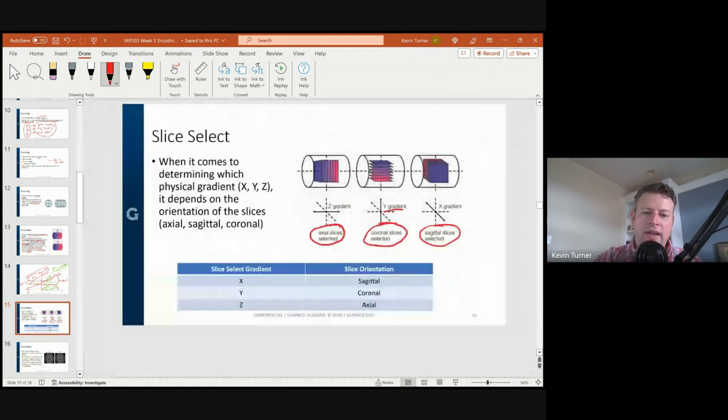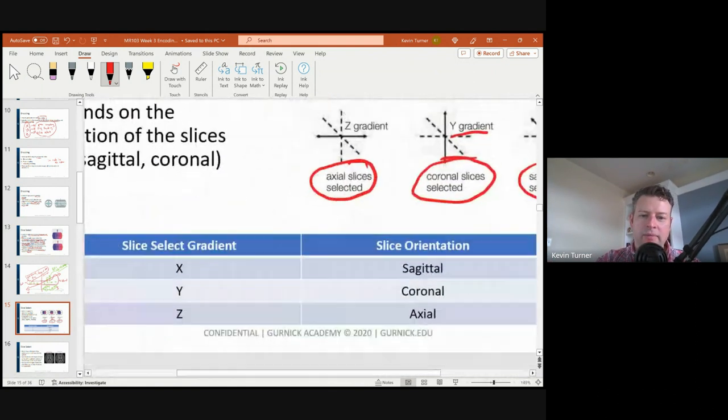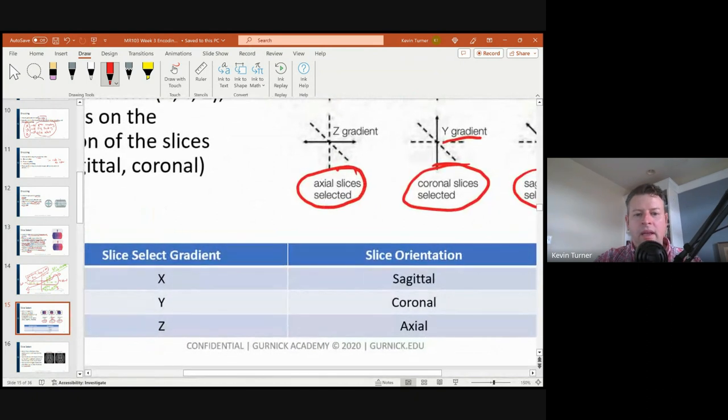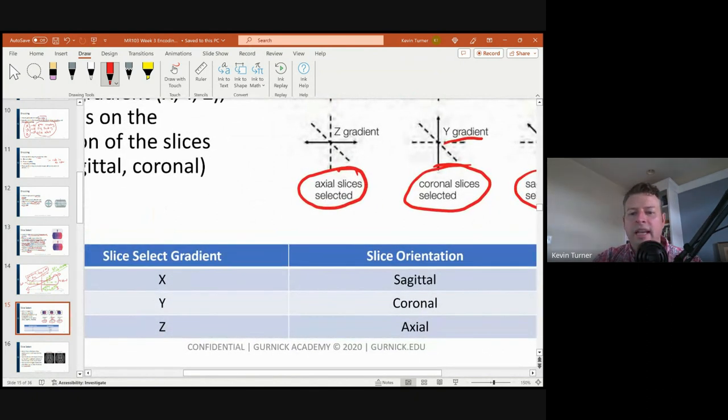And here it is right here on a little chart to help you out. If I ran a pulse sequence and it was a sagittal pulse sequence, which physical gradient would have to do the job of slice select? And the answer is X. If I ran a pulse sequence and it was coronal, which physical gradient had to do the job of slice select? It's Y. And for axial, it's Z.